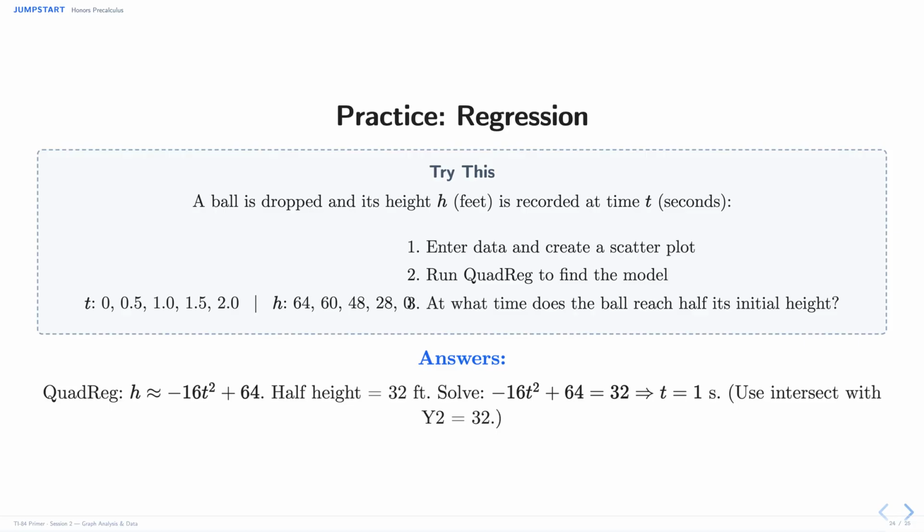For our final practice, consider this scenario. A ball is dropped, and its height in feet is recorded at different times in seconds. The time values are 0, 0.5, 1.0, 1.5, and 2.0, and the corresponding heights are 64, 60, 48, 28, and 0. Enter this data and create a scatter plot, then run quadratic regression to find the model. Finally, determine at what time the ball reaches half its initial height.